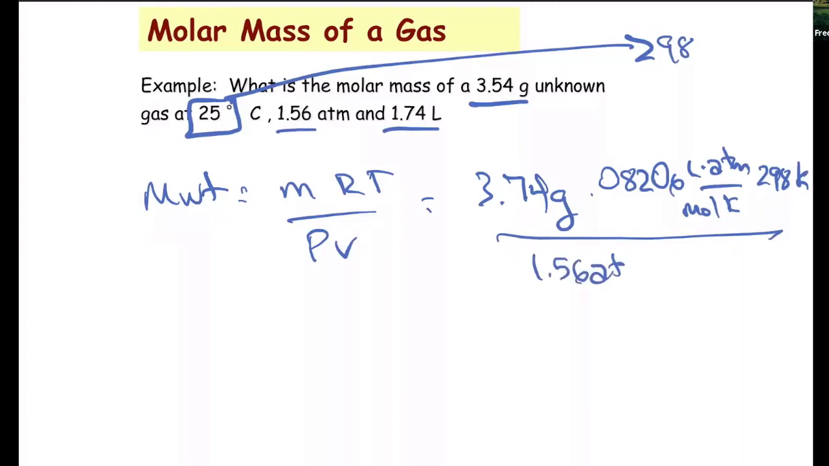It's got to be in atmosphere. Why? Because we're using R. So you've got to make sure your pressure and your volume are in atmosphere and liters, because otherwise the units will not work. And the volume is 1.74 liters. So the liters will cancel out, the atmosphere will cancel out, the Kelvin will cancel out. What you end up with is grams, and this is in the denominator here. You end up with grams per mole.